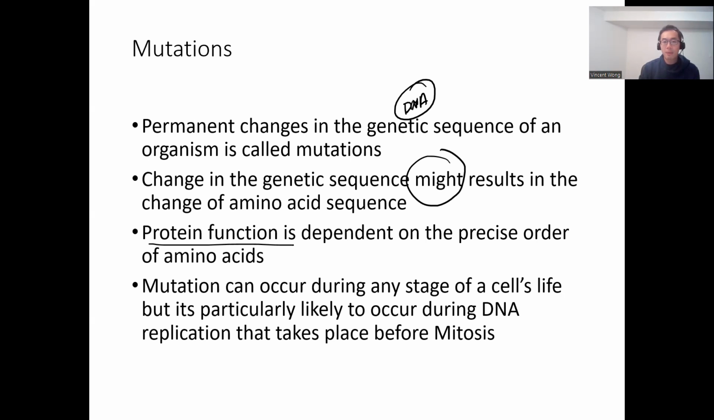Now, mutation can happen at any stage of the cell's life, but it's particularly likely to happen during DNA replication. All right. I told you last class, the mutation can happen spontaneously. There is nothing you can do to stop this. This is just like bad luck.